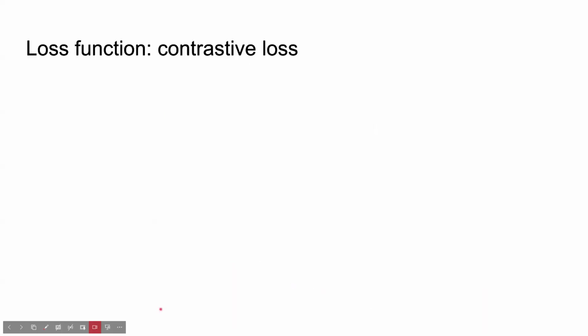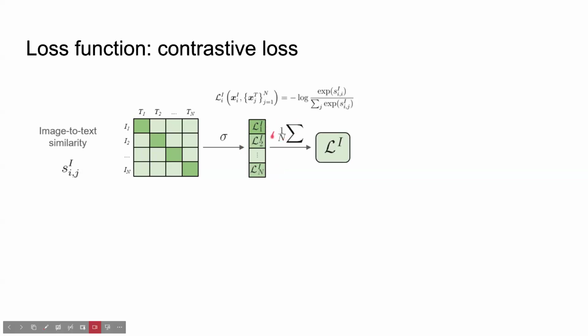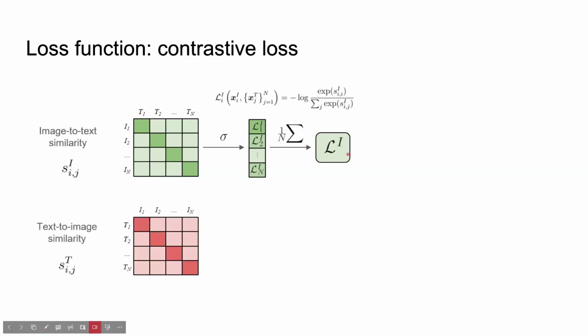Okay, and finally, after computing the similarity between all images and all text, we now want to compute the final step, which is the contrastive loss. So here we have the image to text similarity matrix for the whole batch. And for this, we have to apply the log softmax operation to each of the rows. The result of this operation is basically a loss for each of the images in the batch. And then by averaging all of the values, we get the overall image contrastive loss.